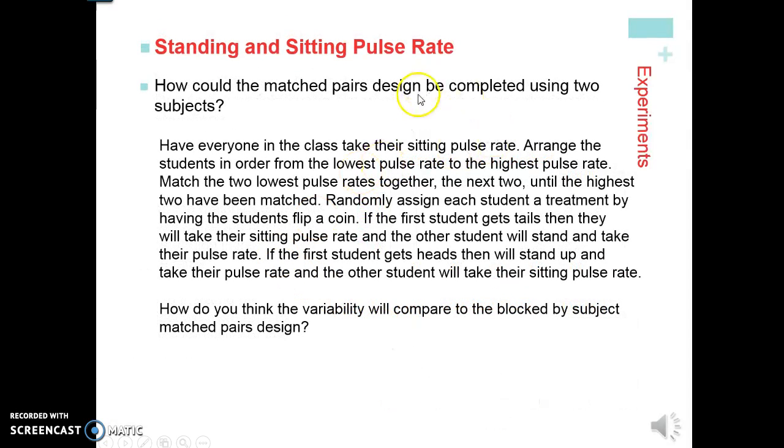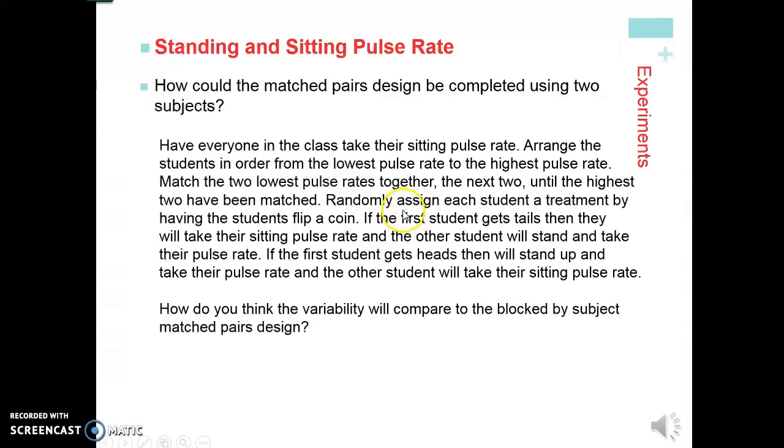Now, how would we use the matched pairs design to be completed using two subjects? On the previous example, it was one person doing both. So how would I do that using two subjects? I'd have everyone in the class take their sitting pulse rates. Then I would arrange the students in order from the lowest pulse rate to the highest pulse rate. Remember, matched pairs have to be similar characteristics. I'm going to put the two lowest pulse rates together, the next two, up until the highest two pulse rates have been matched. So they're similar pulse rates to begin with.